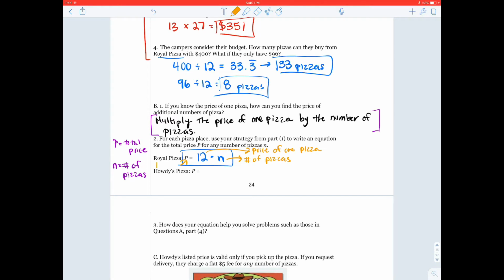And of course P right here is our total price. Okay, now with knowing that, let's go ahead and try and write an equation for Howdy's Pizza. So what was the price of one pizza? We said that was going to be 13. And we're still multiplying by the number of pizzas. So our equation is P equals 13 times N.